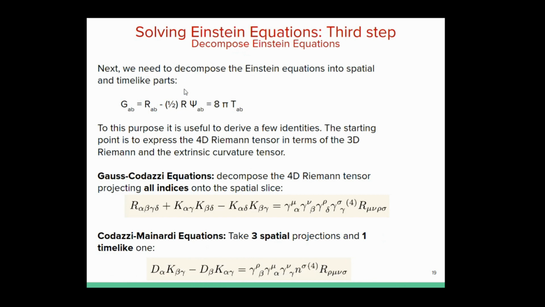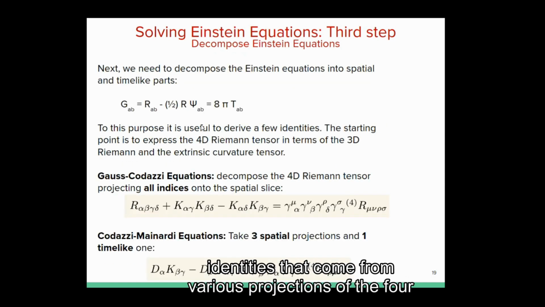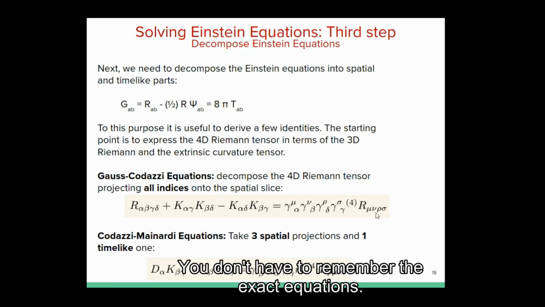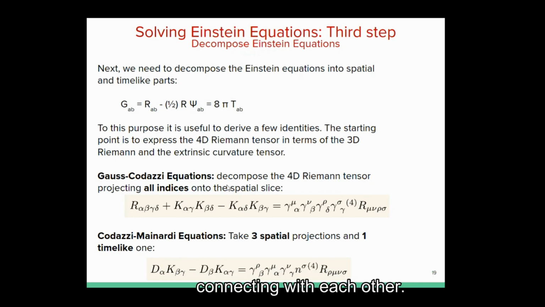So we start with this Einstein tensor here, Einstein's equation here, and there are a few, actually exactly 3, very useful identities that come from various projections of the 4-dimensional Riemann tensor, that I'm just flashing on this slide. You don't have to remember the exact equations. All you have to remember is that they exist and what they are connecting with each other.